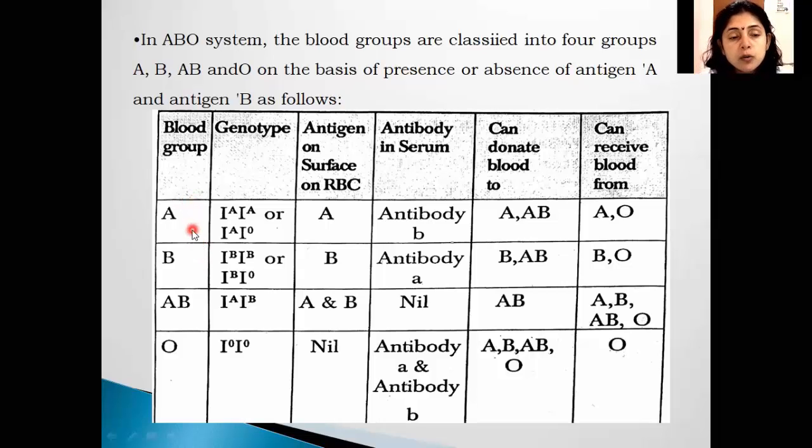Landsteiner first found out blood groups A and B, and then Sturli and Decastello found out the AB blood group. In this manner, the blood group system was found out.